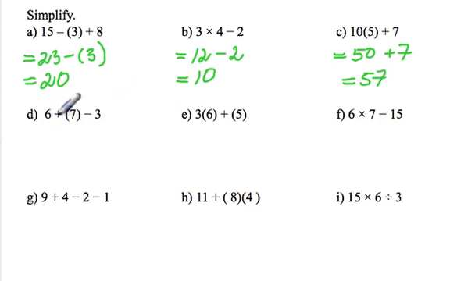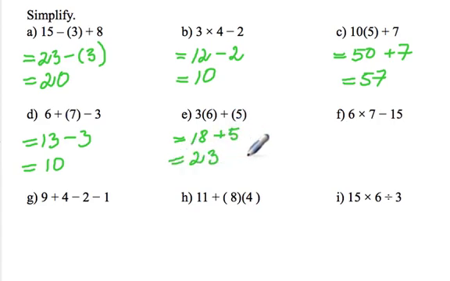Here we have 6 plus 7, take away 3. So we can add 6 and 7, that equals 13, and take away 3 equals 10. Question E. We have to multiply before we can add. 3 times 6 is 18, plus 5 equals 23.